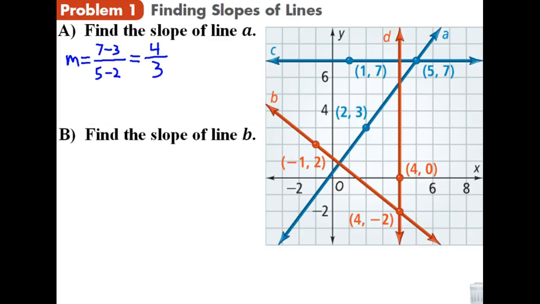Part B is the same idea. Why don't you pause the video, take a minute to work through that one, and then hit play to check your answer.